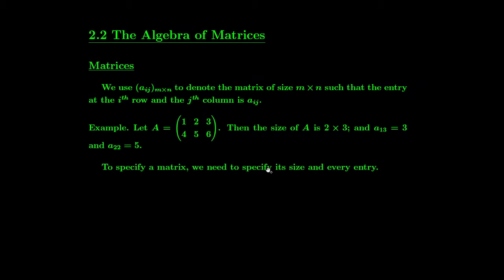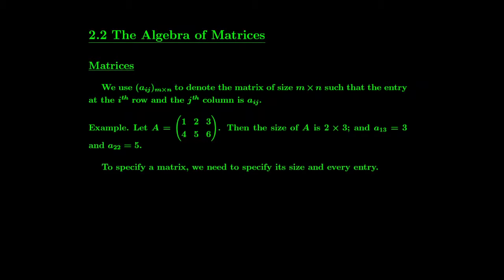Before that, let's introduce some terms. The size of a matrix. The size is denoted by how many rows and how many columns. Let's say we have a matrix A on the screen with 2 rows and 3 columns. The horizontal ways are rows and the vertical ways are columns.